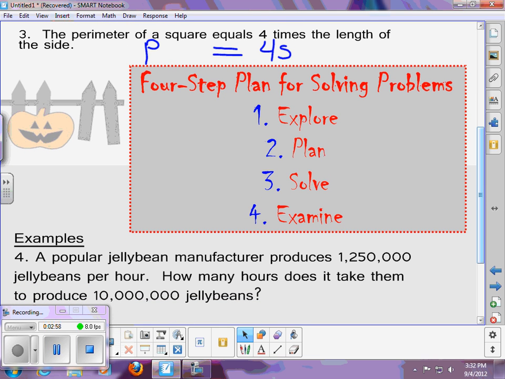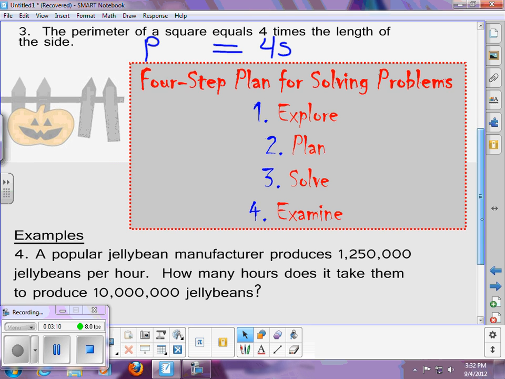Step 2 is to plan. So let's think about, what do I need to do here? Number 3 is actually solving it. And lastly, number 4, examine. Think about your answer. Does your answer make sense?